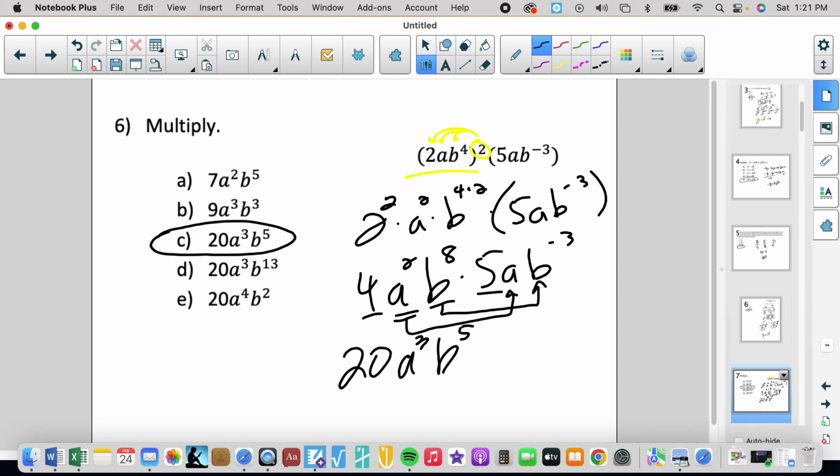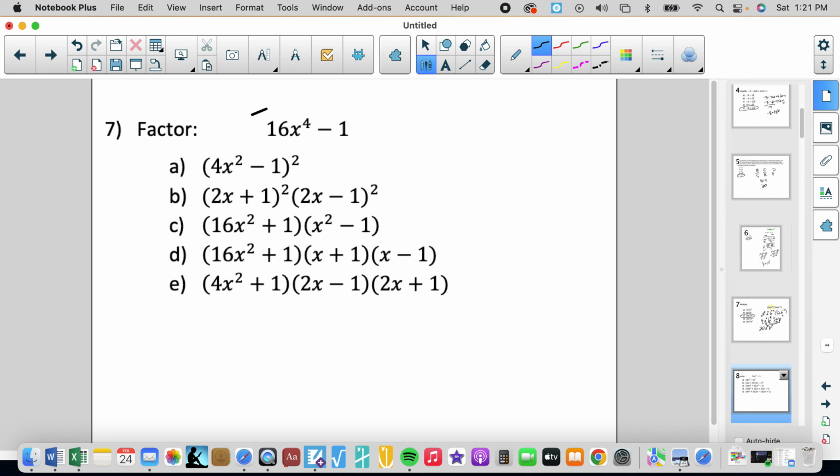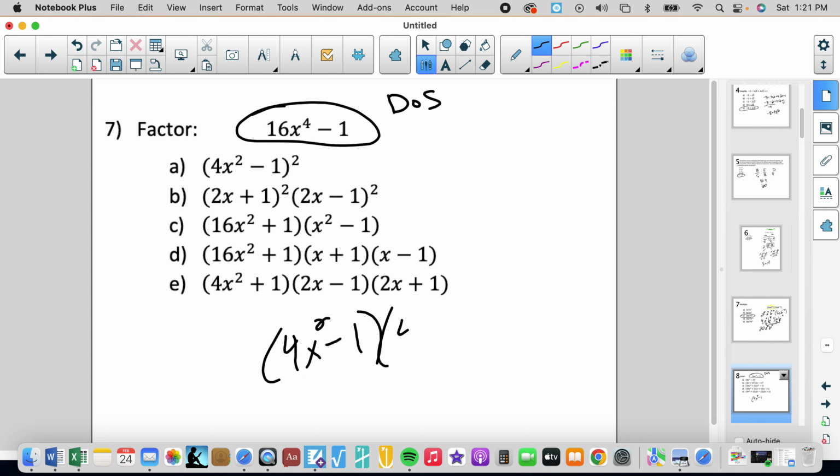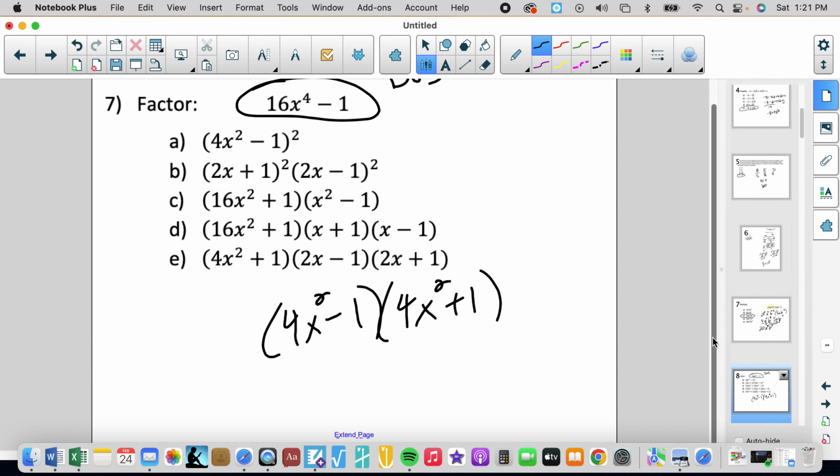Number seven, we're going to factor. This is a difference of squares, difference of perfect squares. And so they're going to create conjugates. We're going to take the square root of 4x squared minus 1, and producing conjugates, we're going to have these two. Most students would leave that.